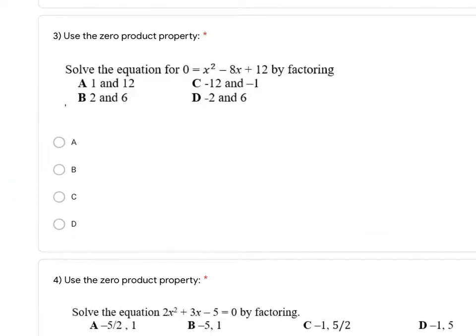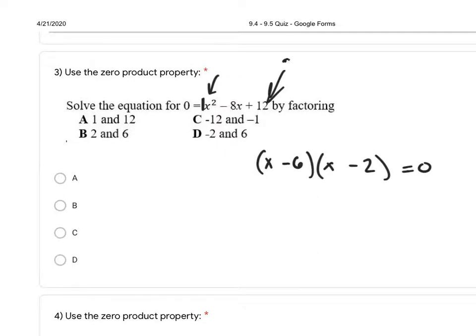So this says, once again, solve using the zero product property. It's another factoring problem. And it's the easy type once again, because there's a 1 in front of the x squared. So we start off x and x. Looking for factors of 12 that also add to negative 8. And that would be a negative 6 and a negative 2. Because negative 6 times negative 2 gives me the positive 12. But also negative 6 plus negative 2 adds together to give me the negative 8.